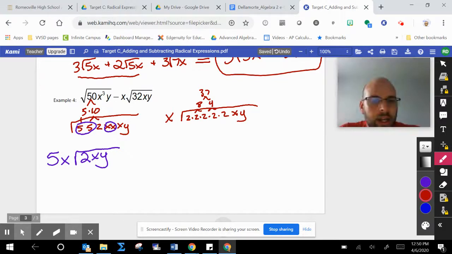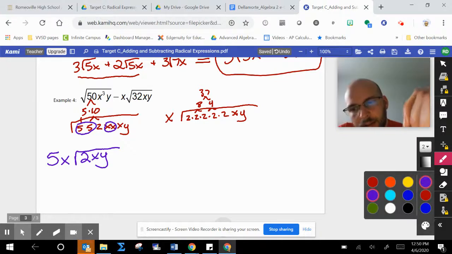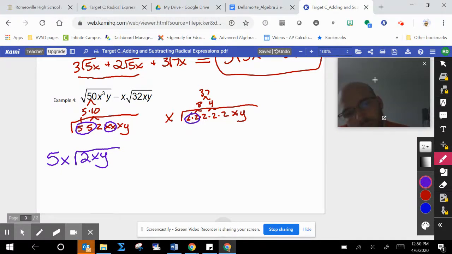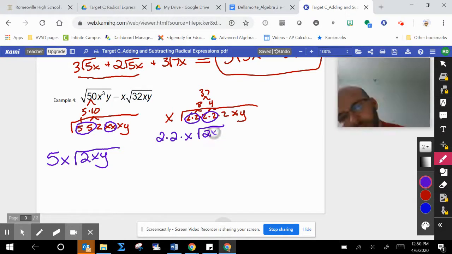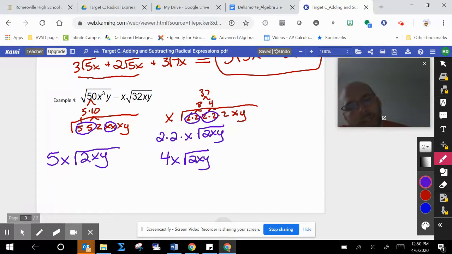All right. Now, let's see what I can pull out of this. So I can take a 2. I can take a 2. So I can take 2 2's out. So on the outside, I'm going to have a 2 times 2 times x, and then a 2xy. So ultimately, I'm just going to write that as a 4x times square root of 2xy, and I want to subtract these things.